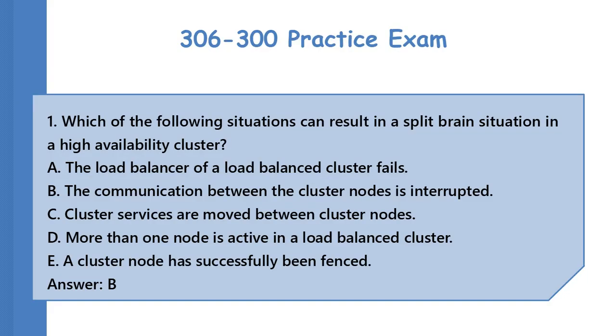1. Which of the following situations can result in a split brain situation in a high availability cluster? A. The load balancer of a load-balanced cluster fails. B. The communication between the cluster nodes is interrupted. C. Cluster services are moved between cluster nodes. D. More than one node is active in a load-balanced cluster. E. A cluster node has successfully been fenced. Answer: B.